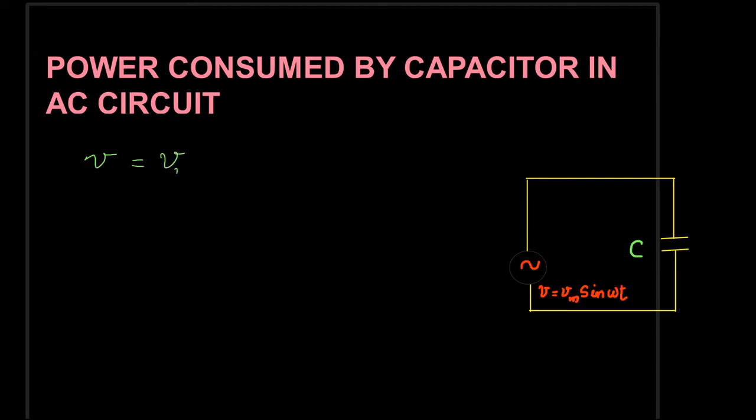V equal to Vm sin omega t. Let us call this equation number 1. In this, Vm is the voltage amplitude, omega t is the phase angle.